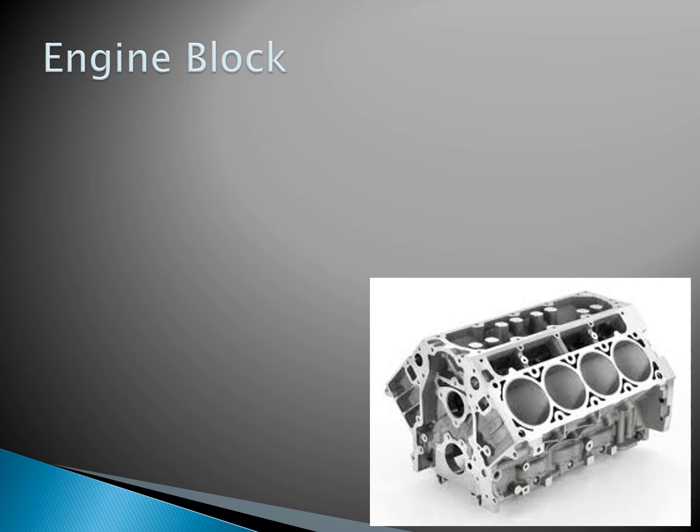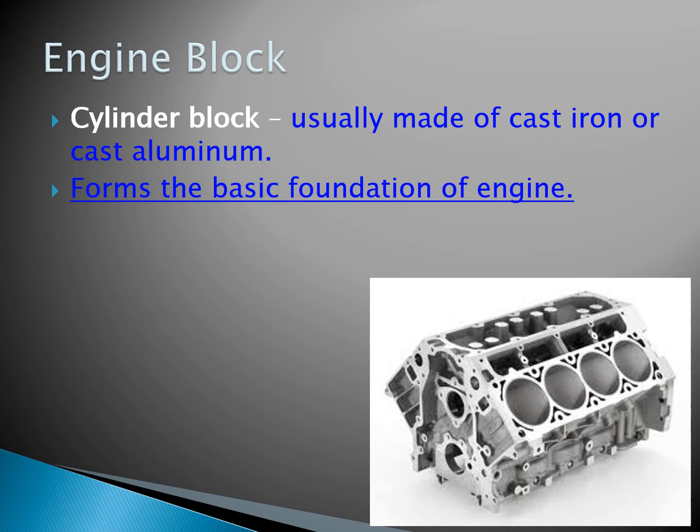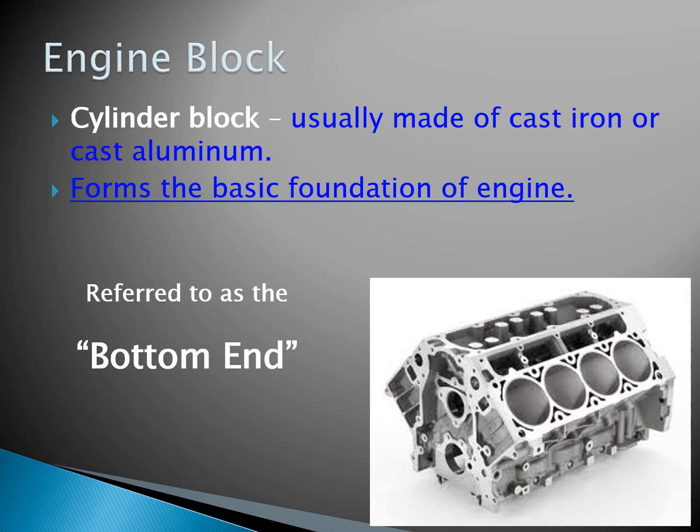And this is a picture of an engine block, otherwise known as a cylinder block. These are typically made of cast iron. A lot more nowadays are cast aluminum. For our purposes, we're going to refer to this as the building block. This forms the basic foundation of our engine. Another term that we would use for this is the bottom end. Now, there are other components in the block that we'll talk about in just a bit, but the engine block is the basic foundation of an engine and is referred to as the bottom end.